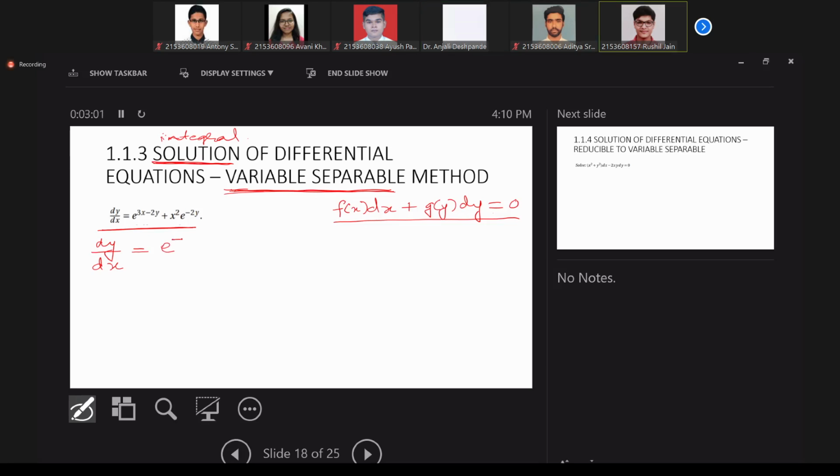We can take e to the power minus 2y, take it with dy, and the rest part will be with dx. Yes, that is correct. So what we can do, we can just shift this to the left hand side. Club it with dy. And then all these terms, they are in x, so we can just club it with dx.